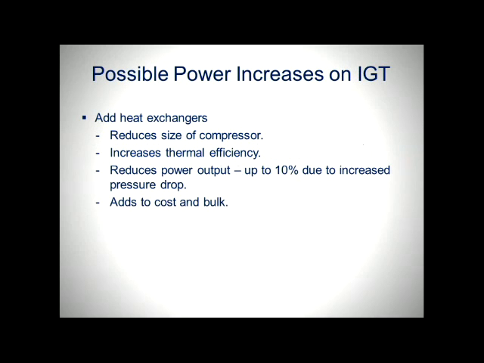Right, so we can also add heat exchangers. And this is starting to look at the combined cycle, encroaching on combined cycle gas turbines. So if you add a heat exchanger between the compressor and the combustion chamber, you'll reduce the size of the compressor, you'll increase the thermal efficiency, but it will reduce power output. The gases you're using for, say, your combined cycle, you're not expanding down to atmospheric pressure, you're expanding down to atmospheric pressure plus a bit in your engine. So you lose a bit of power output, but you get a lot more back in hot water at about 60 degrees C or something.